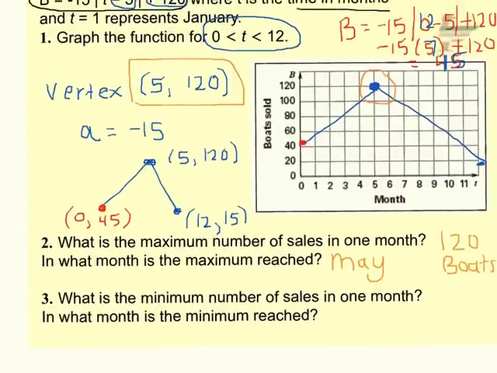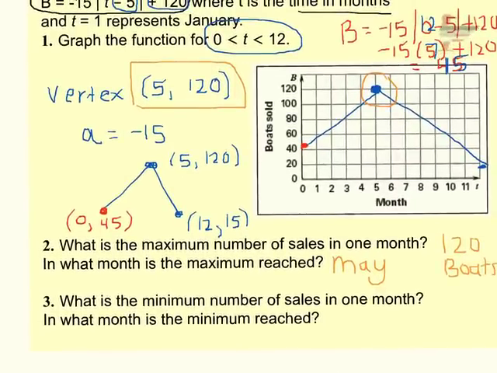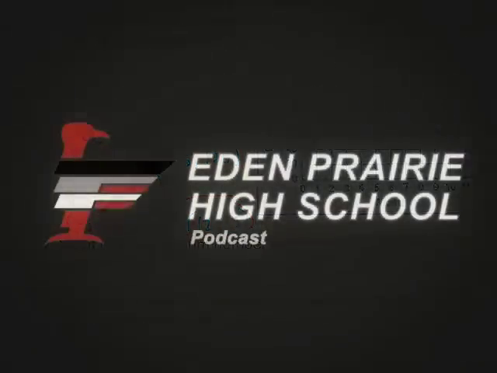And then last but not least, what is the minimum number of sales in 1 month? And what month was that minimum reached? So again, looking here, you have two minimums, and it's clear that this one is more minimal than the 0th month. So that would be in what month? December, because that's the 12th month. And we know that that was 15 boats sold.